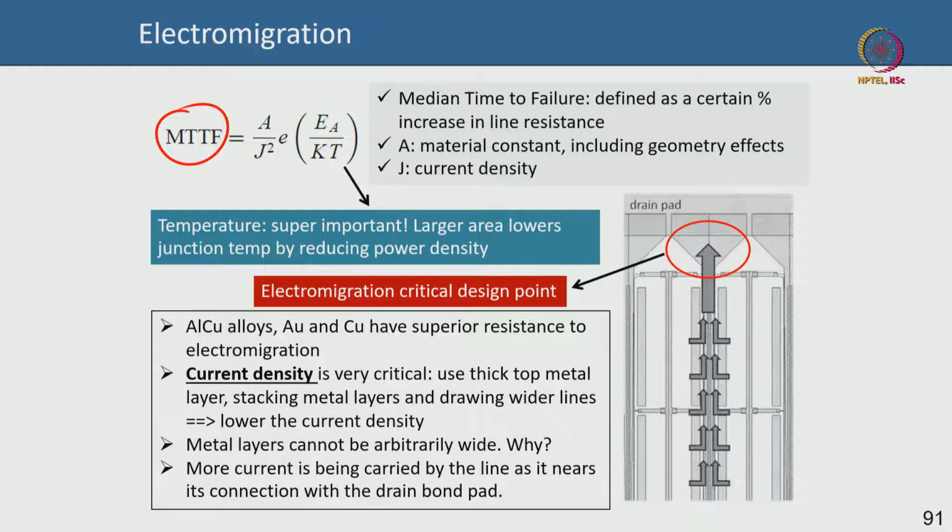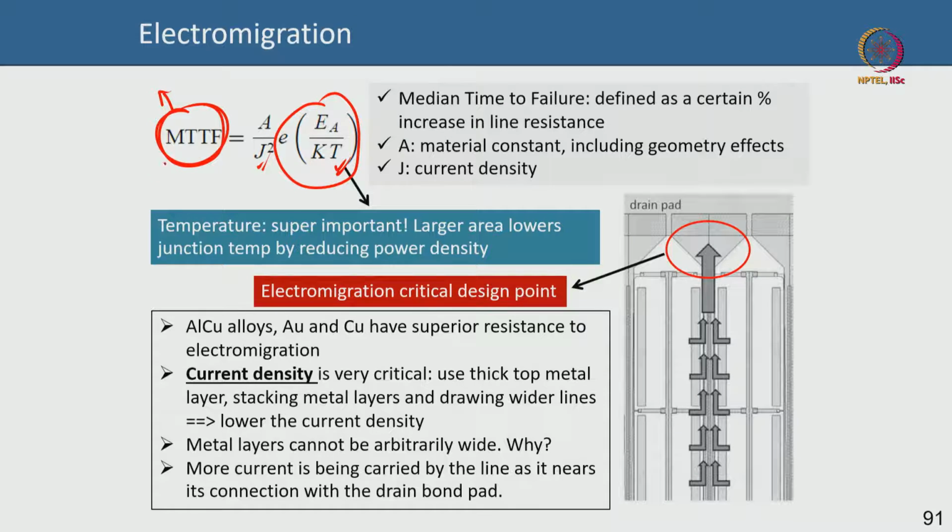For instance, this is the expression where J is the current density. You see, it goes as the square of the current density. Please remember, if the current density is higher, your mean time to failure will be lower, which means your device will fail early. It depends exponentially on temperature. If your temperature is higher, this quantity is going to be lower exponentially. So with higher temperature, your mean time to failure reduces exponentially, which is a terrible thing.